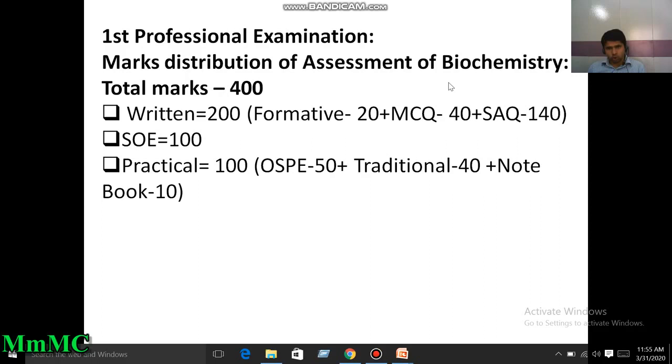Glycogenolysis, its importance and the fate of glucose 6-phosphate. Short note about glycogen storage disease. Calculate the total ATP production from oxidation of 1 mole of glucose. Write the major steps of glycogenesis.